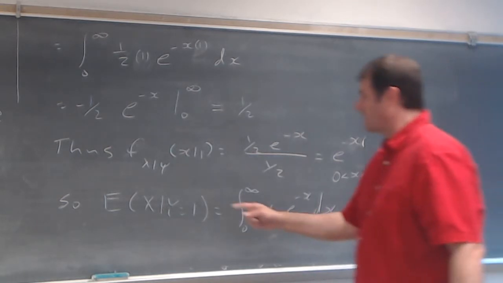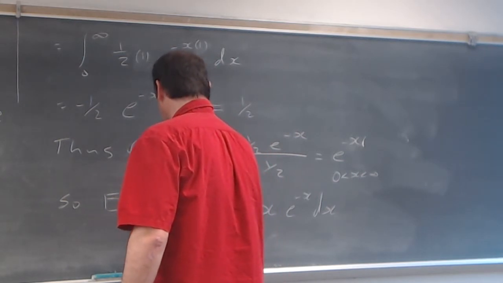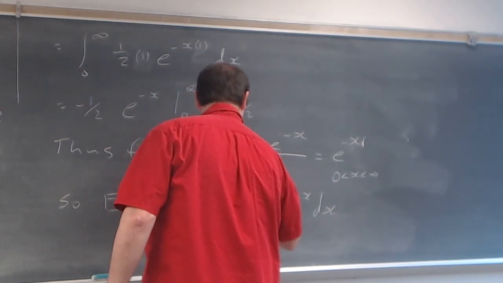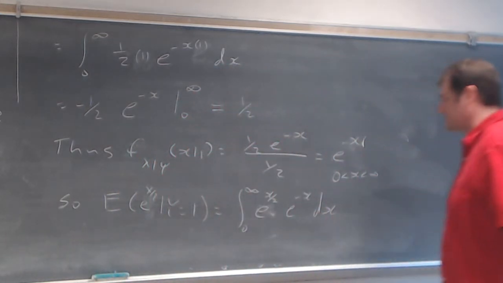Except I made a mistake. It's not the expected value of x we're looking for. It's the expected value of e to the x over 2. So this should have been e to the x over 2. Okay, so that's exactly what we have.